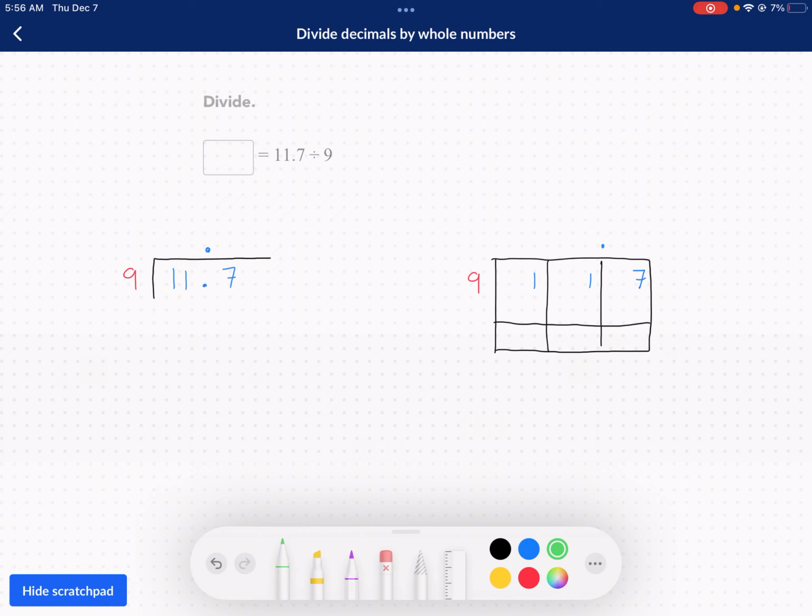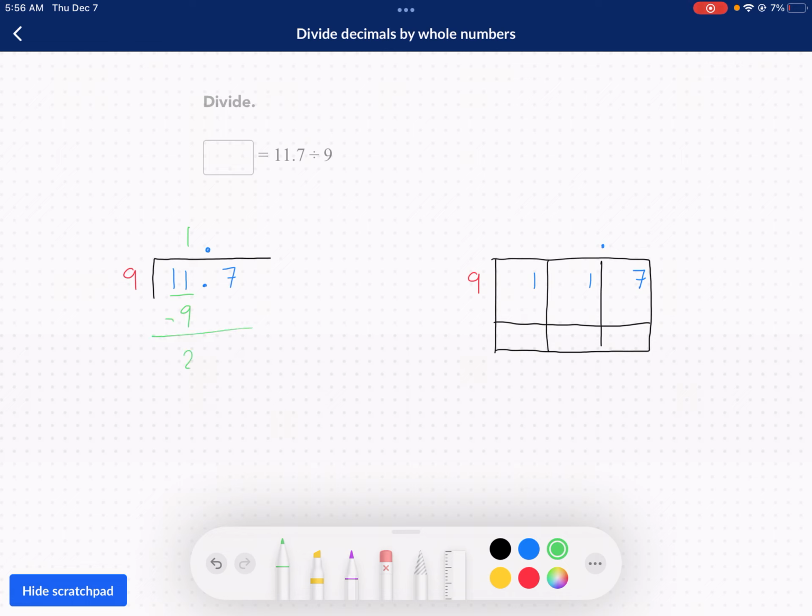So we're going to see, can 9 go into 1? It can't, so I'm going to move on to the next number. Can 9 go into 11? Yes, it goes in one time. So I'm going to put the 1 over that ones place right there, and that is 9. 9 times 1 gives me 9. Now I'm going to subtract. 11 minus 9 gives me 2. Now I'm going to drop down the next number. I've already moved up the decimal, so I don't need to worry about that. And my new number is 27.